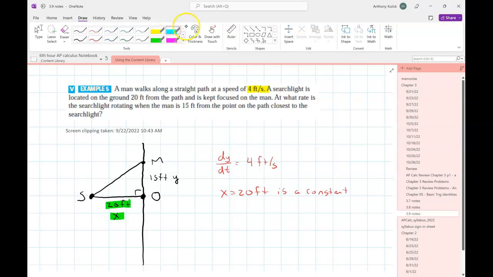And then it's asking at what rate is the searchlight rotating? What am I asking for there? Yeah, that's asking for d theta dt, when y is equal to 15. Everybody okay with what we've unpacked here? So when you hear rotating, you're talking about an angle.